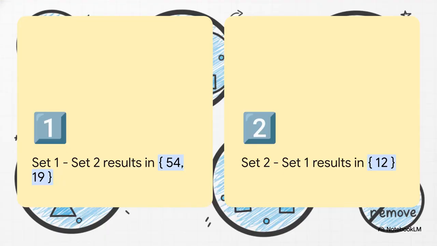And here is the perfect proof of why that order is so critical. If we do set 1 minus set 2, we're basically asking, what's in the first set that isn't in the second one? And the answer is 54 and 19. But if we flip it around and ask, what's in set 2 that isn't in set 1, the only answer is 12. See? Two totally different results.